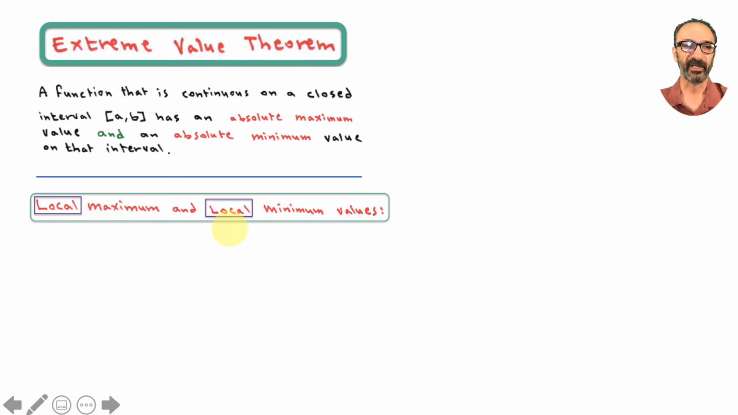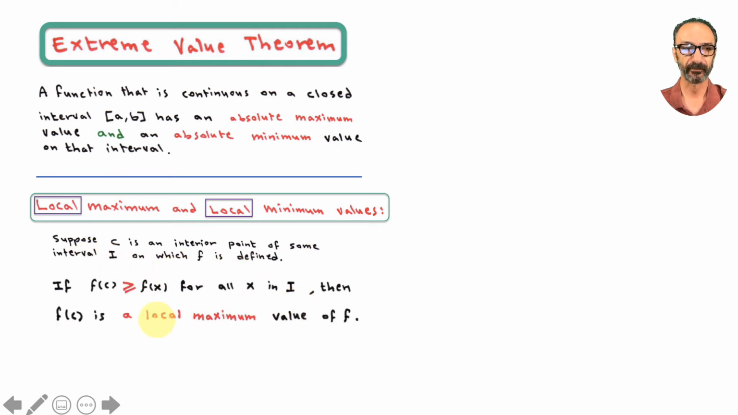Local maximum and local minimum, which I covered through the graphs, but now as notes. What are they? Suppose c is an interior point of some interval I on which f is defined. If f of c is greater than or equal to f of x for all x in I, then f of c is called a local maximum.